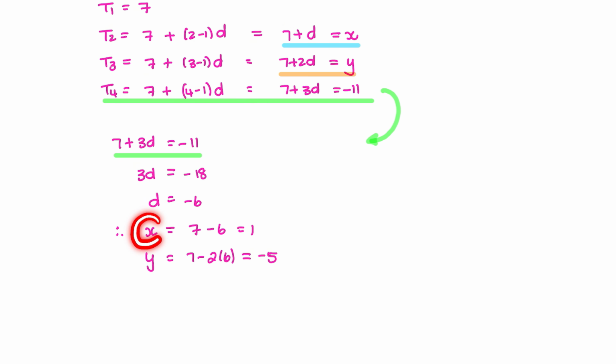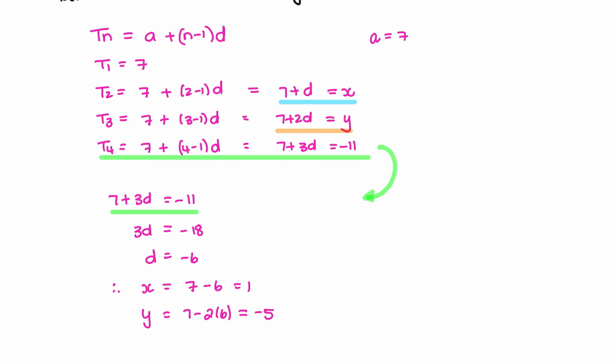So for x, we replace d with negative 6. So x is 7 minus 6, and that is equal to 1. And for y, we replace the d with negative 6. So it's 7 minus 12, and that is equal to negative 5. And that is how we solve the values of x and y.